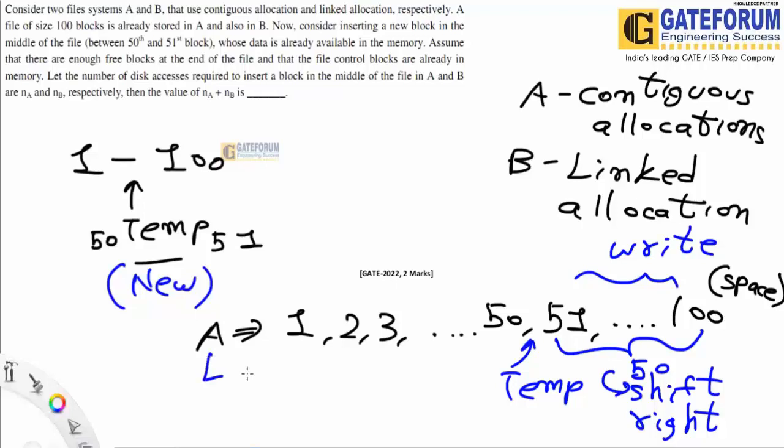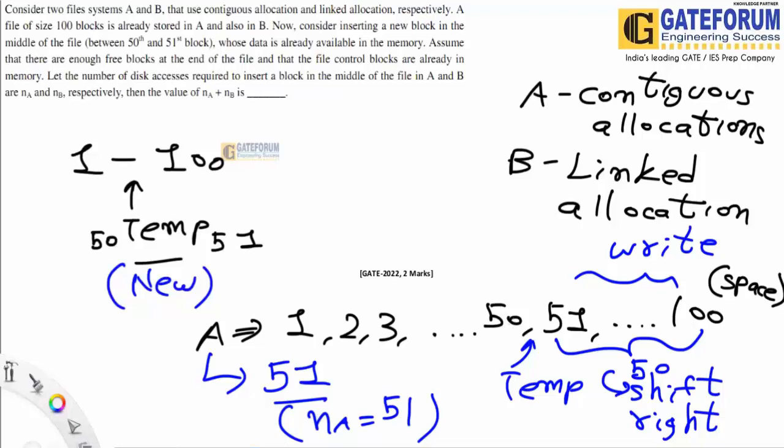So if you are talking about the contiguous allocation, in total it will be 51 because we can directly access here by using the array based scenario. And we can add a particular block here and the remaining 50 would be shift right. So in total, in the case of the contiguous allocation, we will require in total 51 disk accesses. So you can say the value of NA, which is basically related with the contiguous allocation, is equal to 51. So this is the concept related to the contiguous allocation.